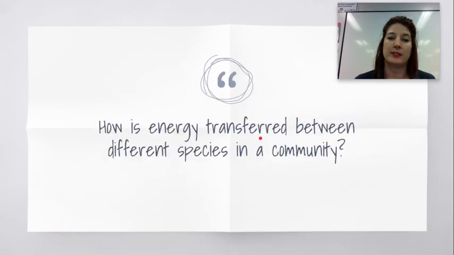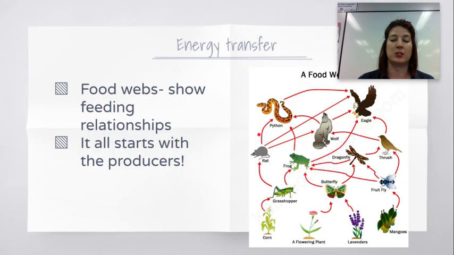The second question we asked in class was, how is energy transferred between different species in a community? So to answer this question, there's really two parts. The first is looking at feeding relationships. So to do that, we looked at a food web. This is something that you probably saw in elementary school or middle school. We show the organism and we show an arrow to show which way the energy goes, not necessarily what's eating what. So in this situation, the rat is not eating the python, it's giving its energy to the python.